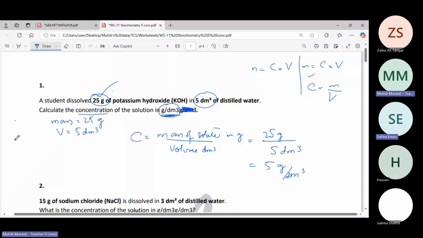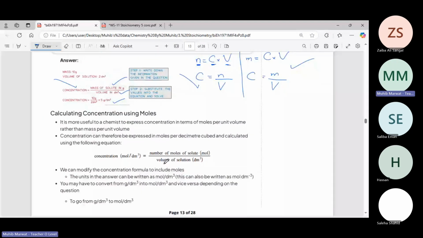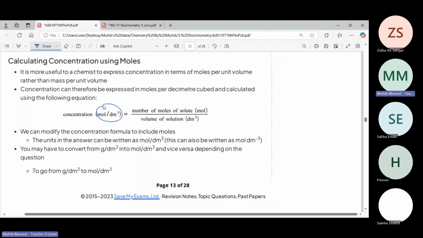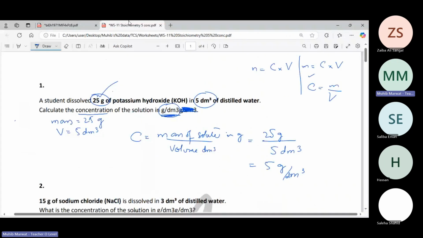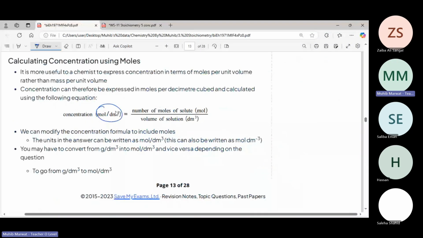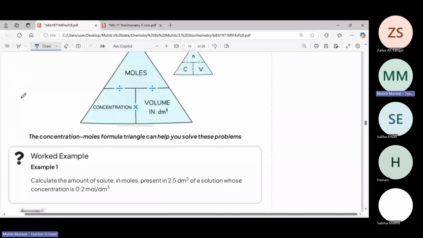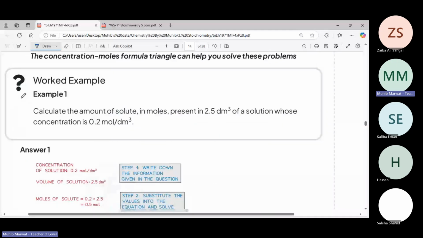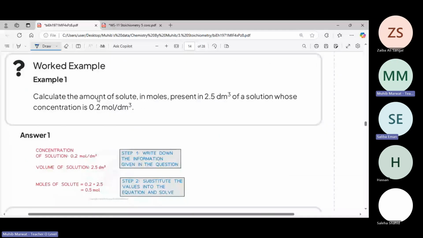Excellent. Now, if they ask to find the concentration in moles per dm cube, like over here they ask to find the concentration of solution in gram per dm cube. If, for example, they are going to ask in moles per dm cube, then what will you do? Look at here. For example, we are going to do this example. Again, the same formula. We have learned the formula: n is equal to C multiplied by V, or C is equal to N by V.